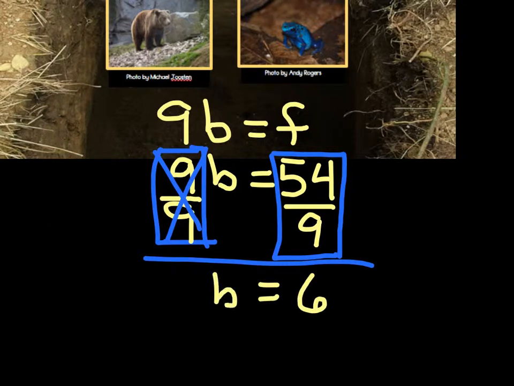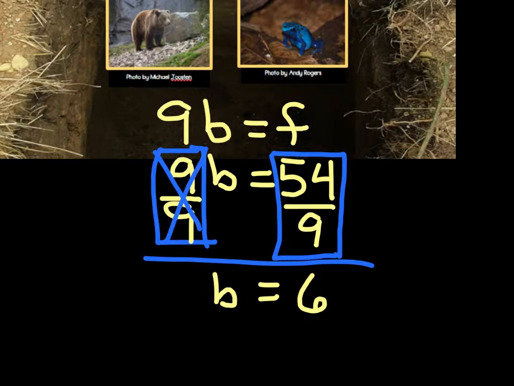And now look, lo and behold, I've got the B all alone, which was representing the bears, and that means that there are 6 bears. So if there are 54 frogs, you're going to have 6 bears. That is it, my friends. I love this box method.